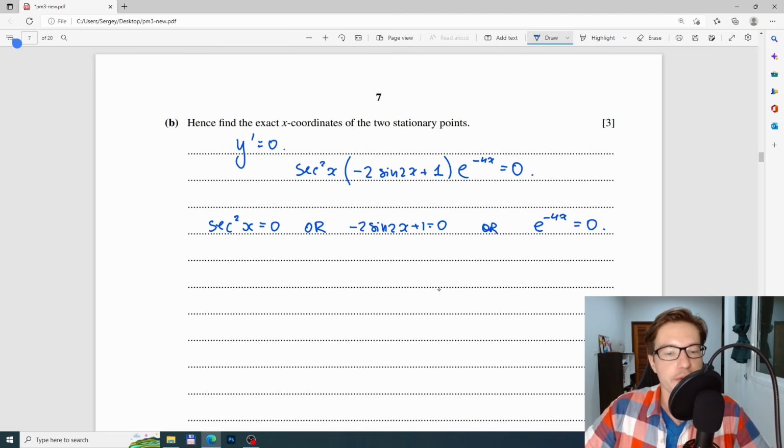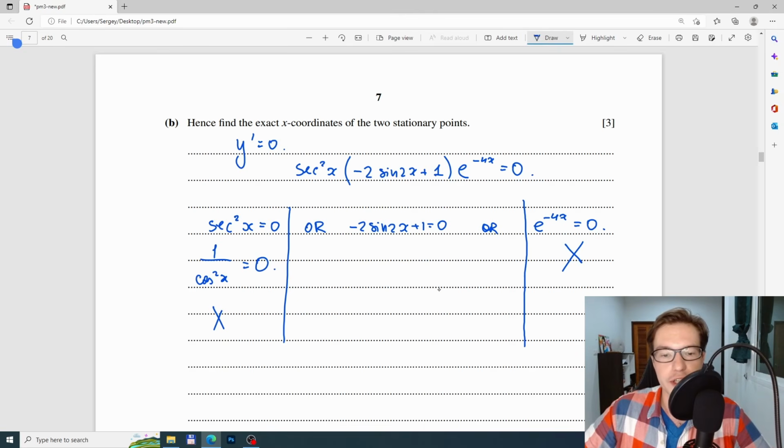Okay, let's start with the first one. Secant squared is 1 over cosine squared x equals 0. And there is no way you can divide 1 by anything and get 0 as a result, so that means this equation has no solutions. Now let's have a look at e to the power of minus 4x equals 0. Also, you cannot raise any number to some power and get 0 as a result, so that means this equation has no solution also.